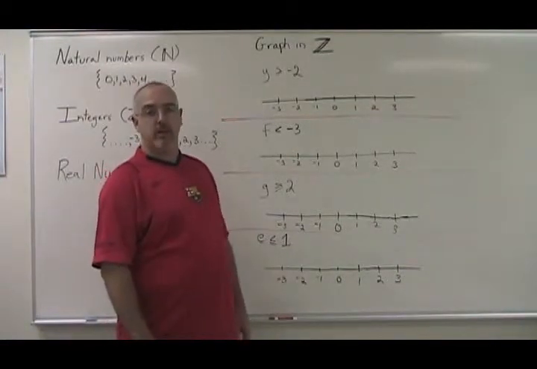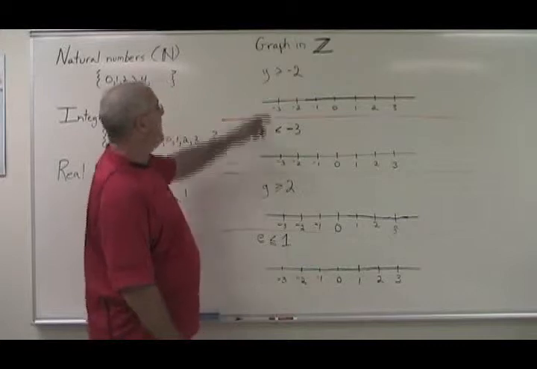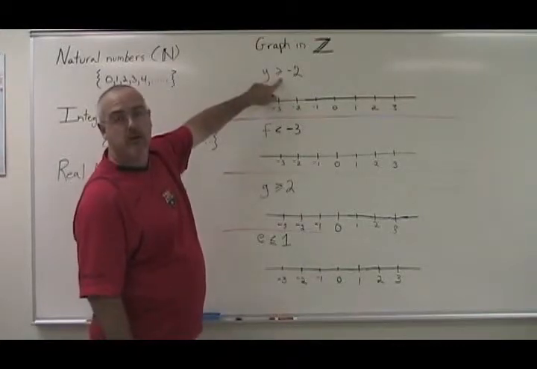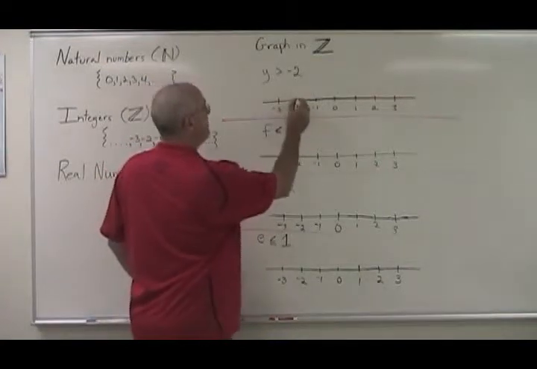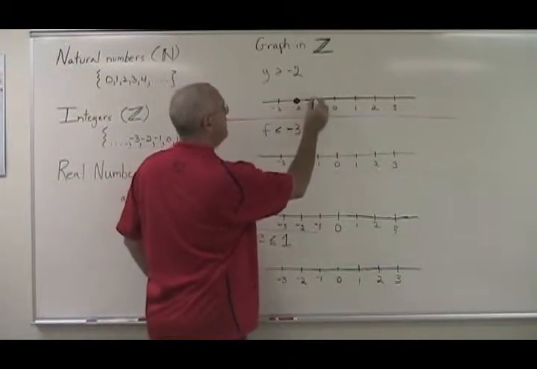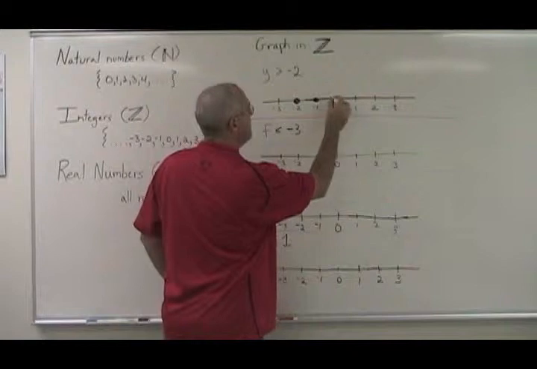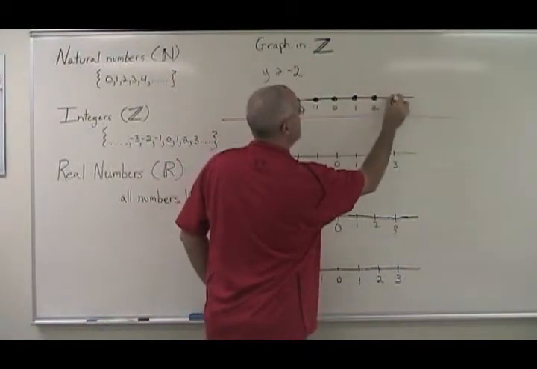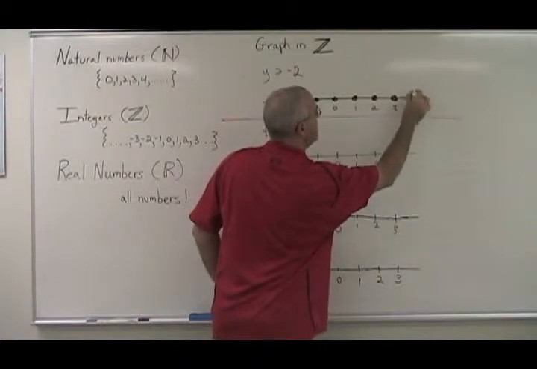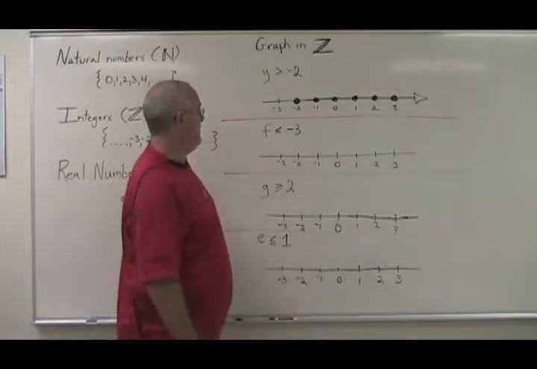Let's try a few more examples of graphing in integers. These ones have the or equal to sign in the symbol. Y greater than or equal to negative 2. Negative 2 is equal to negative 2, and negative 1, 0, and all of the positive numbers are greater than negative 2, so they are included in the answer, going on forever in the positive direction.